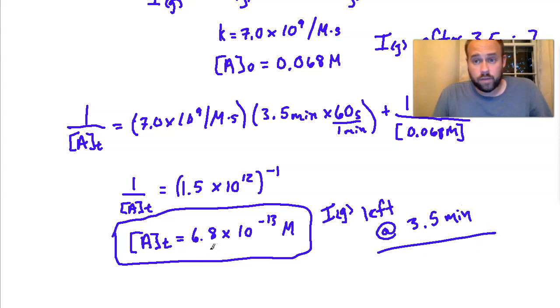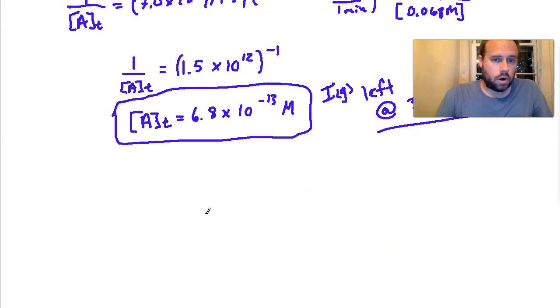And this is a very, very tiny concentration. As we can see, the rate constant here is very, very large. There's a large amount going on in molarity per second. So essentially, there's going to be almost no reactant left after 3.5 minutes. But we can measure the amount that should be left based on the values here.